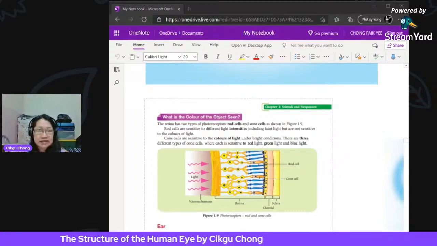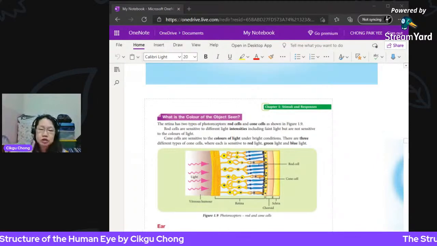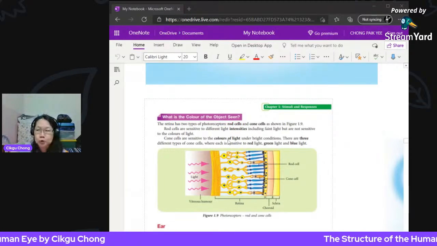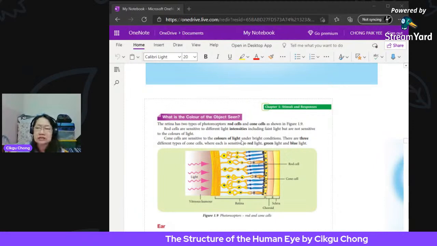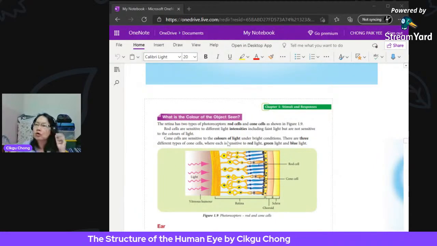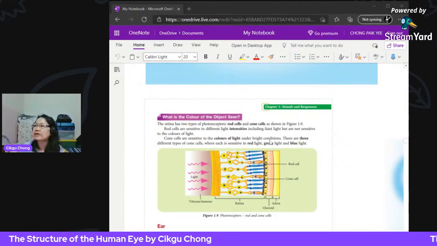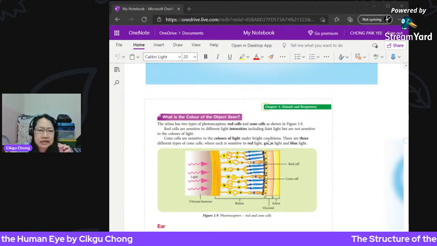Okay, light is actually red, green, and blue. Red, green, and blue are the primary colors, or the basic colors. So cone cells are sensitive to the colors of light under bright conditions. Only when there's enough light can you see color.